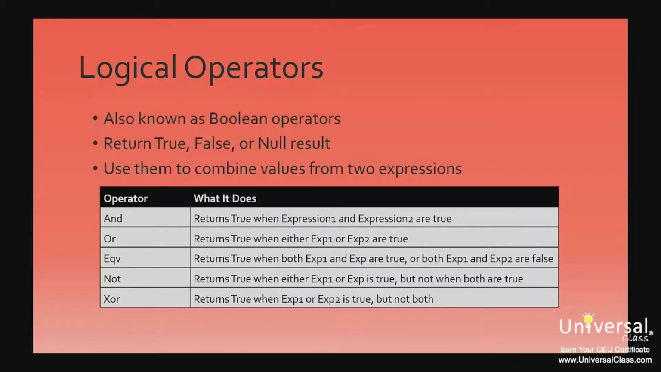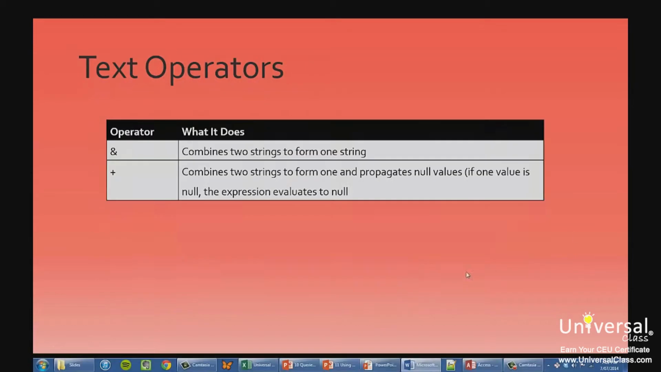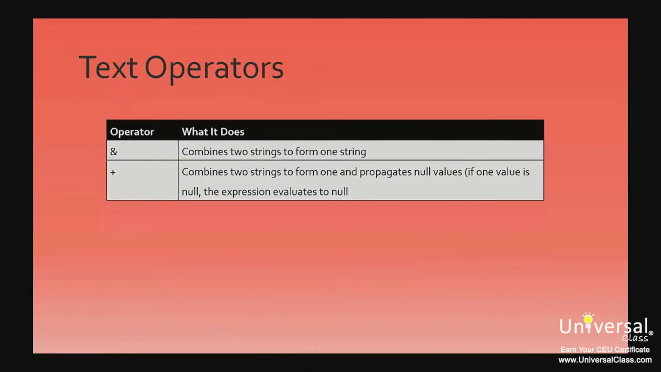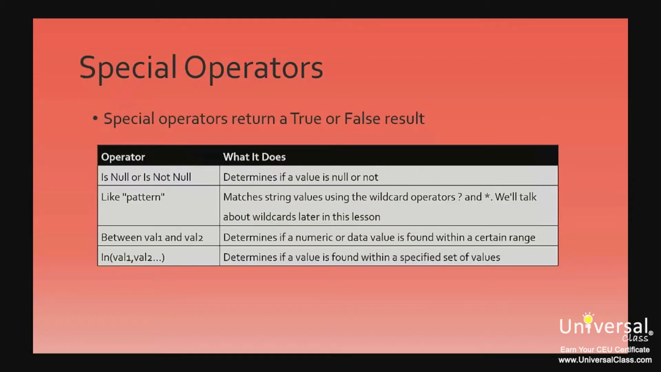Logical operators are also known as Boolean operators. They return a true, false, or a null result. You can use them to combine values from 2 expressions, such as AND, OR, EQV, NOT, and XOR. Text operators, such as ampersand, combine 2 strings to form 1 string, and the plus, which also propagates null values. Special operators return a true or false result, such as is null or is not null, like, between, and in.